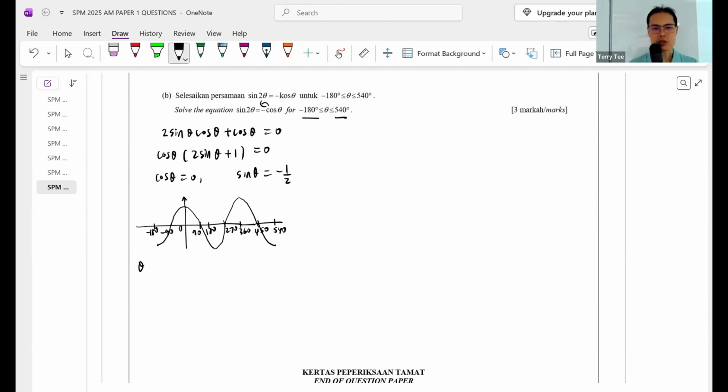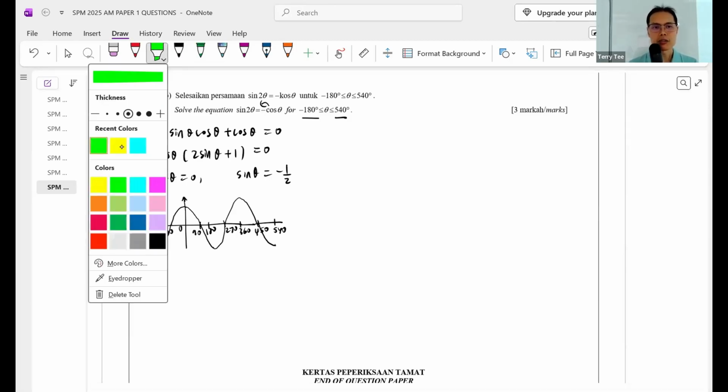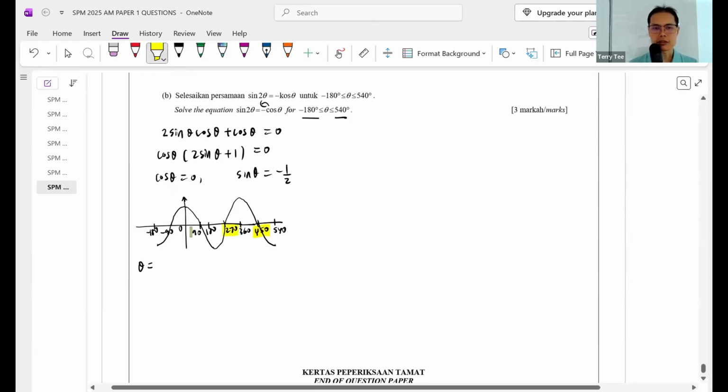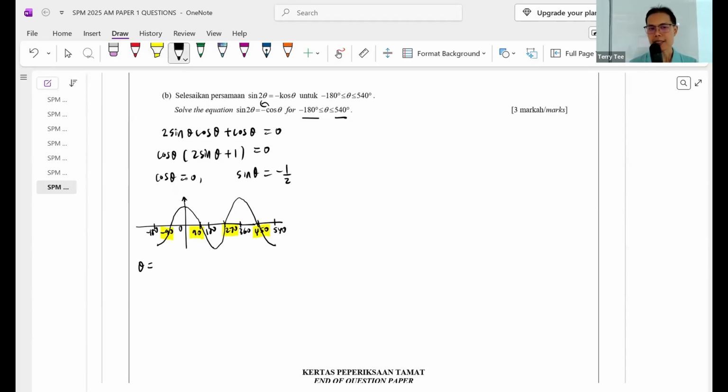All right, so okay. So what's your theta? Your theta has how many values? Normally, we only have like 2, but this one has 4. 4 answers. Let me highlight for you. 450, 270, 90, negative 90. Yeah? Cos theta itself, when it's 0, has 4 answers. Negative 90, 90, 270, 450. Yeah? Because your solution is up to 540.